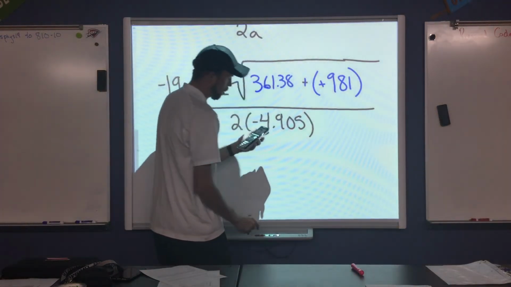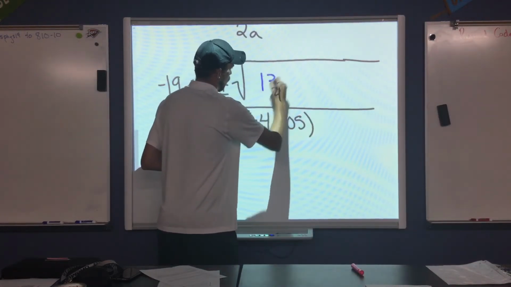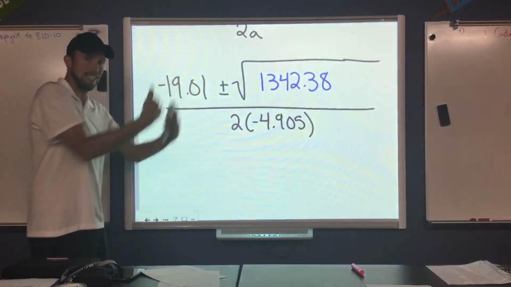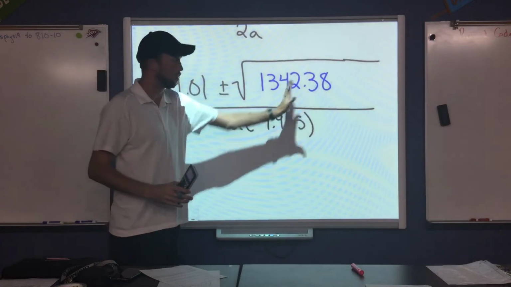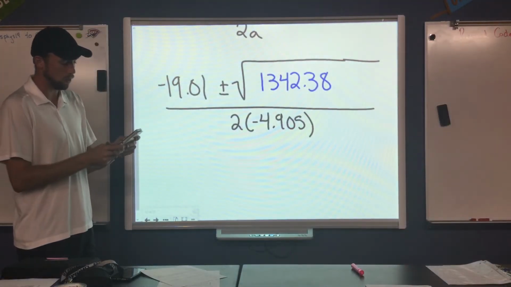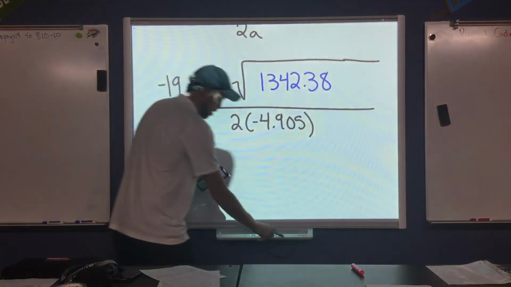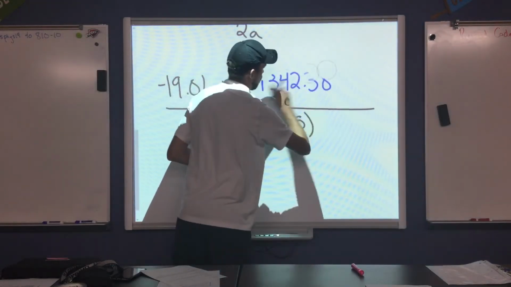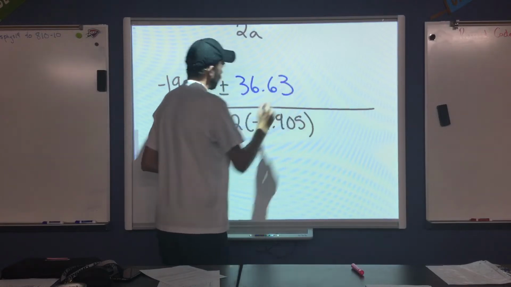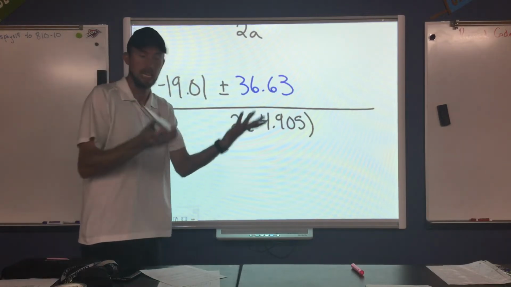I'm going to get a value of 1342.38. Now again, if I were you, I would be writing these things down. To keep things a little bit more simplified, I'm just going to erase and rewrite. So now we can take a square root. That would be 36.63. So we'll get rid of our square root. 36.63. And now we can simplify down to solve for the value that we're looking for, t.